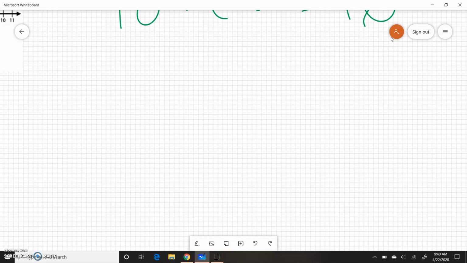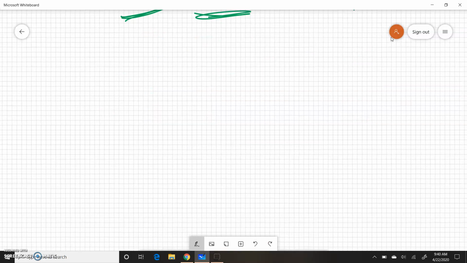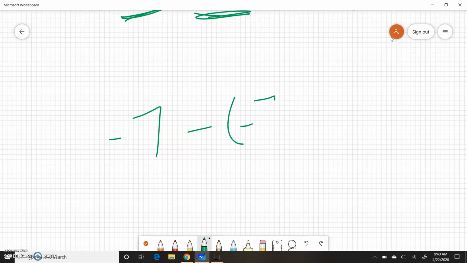My next example, let's see. Negative 8 minus 8. Well, you're already negative 8 in the hole. You owe someone $8, and now you owe them 8 more. So it becomes negative $16. Let's say, though, you have a negative 7 minus a negative 7. Well, you should know now, when you see a minus a negative number, minus minus in a row, it becomes plus.